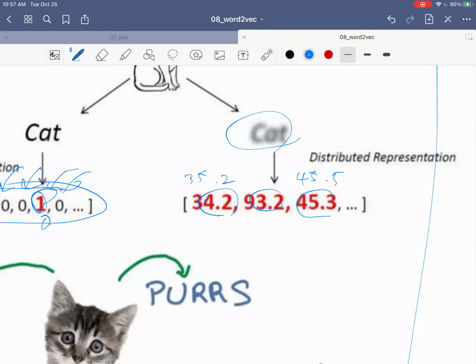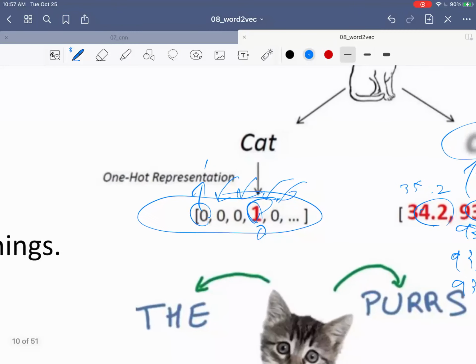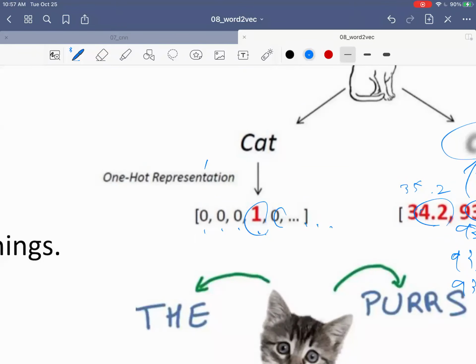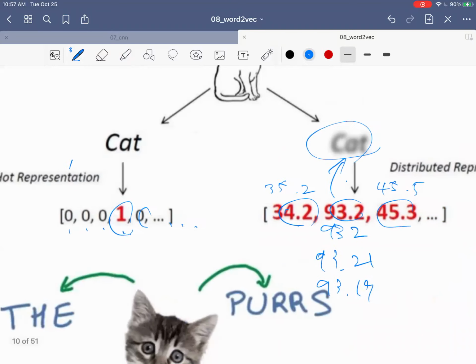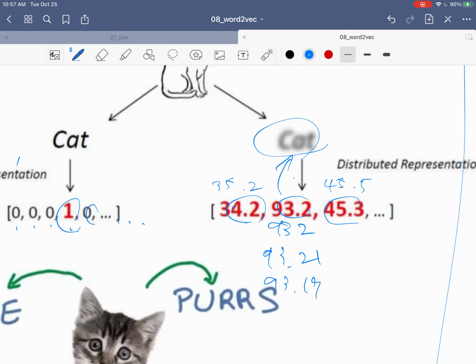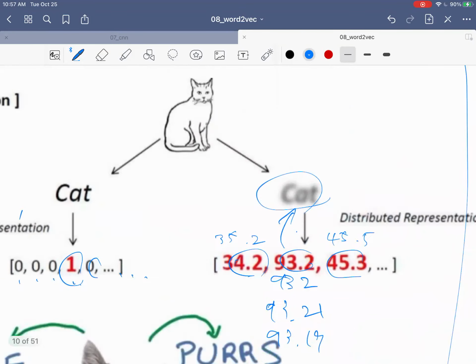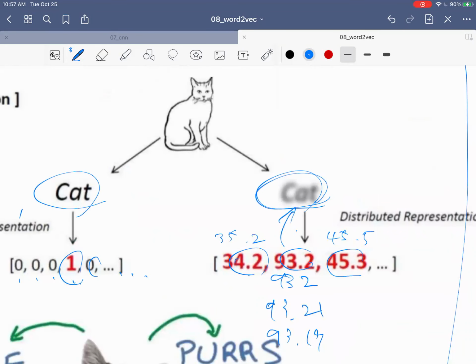But the problem is that then there is no fixed meaning at all, because 93.2, 93.21, 93.19, they're all cat. But in the one-hot representation, only one exact value is cat, and all the others are not cat. So that's the drawback or weakness of distributed representation, which is that the meaning is now a bit fuzzy. That is why the word is fuzzy as opposed to the crystal clear cat here. The word cat is a little bit opaque.